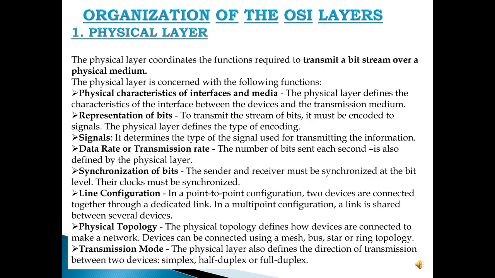Second, representation of bits. To transmit the stream of bits, it must be encoded to signals. The physical layer defines the type of encoding. Next, we have signals. It determines the type of signal used for transmitting the information. Then we have data rate or transmission rate. The number of bits sent each second is also defined by the physical layer.